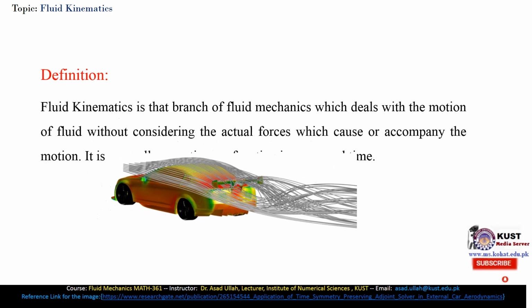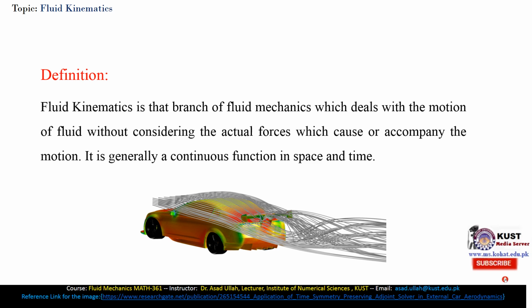Here we present a simple example in which a motor car is shown. This picture is taken from aerodynamics, whose reference is given in the footnote. Here streamlines are drawn around the motor car. These streamlines show the geometry of the object, and the colors on the car represent different types of pressure forces.